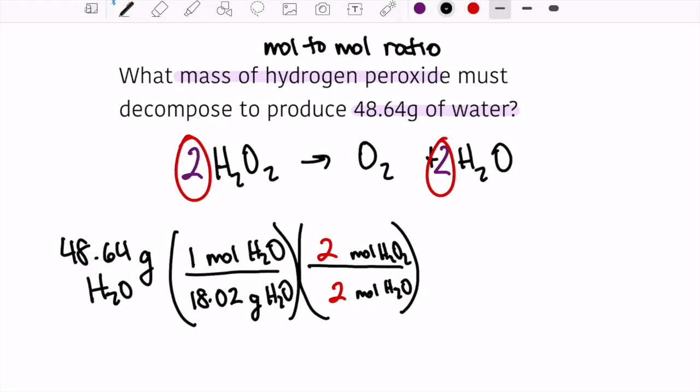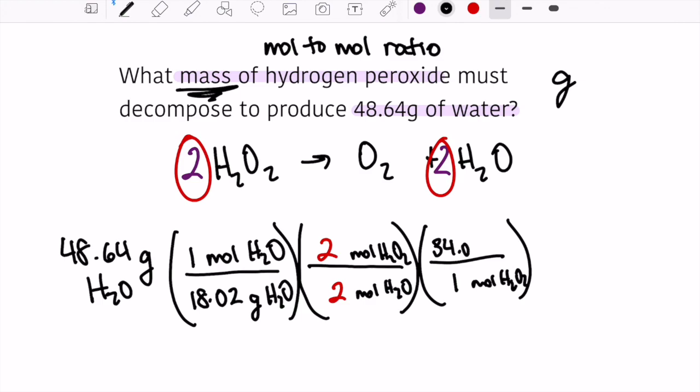Now we're finally in moles of H2O2, but the problem is asking for mass, which means grams. And when you want to go from moles to grams, what do we use? We use the molar mass. So in 1 mole of H2O2, we have 34.02 grams of H2O2. And now we can look at those units and see how we ended up at grams, right? Sorry, we started with grams of H2O and wanted to get to grams of H2O2.